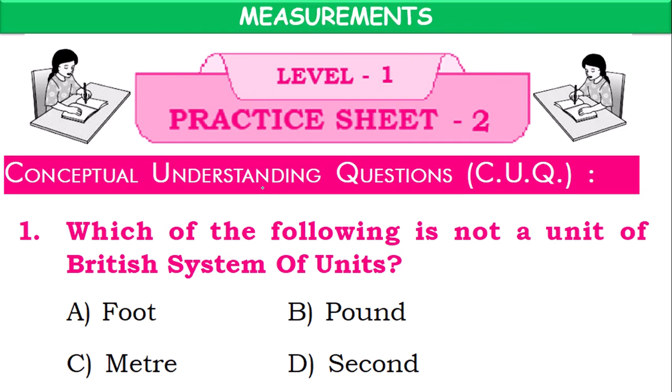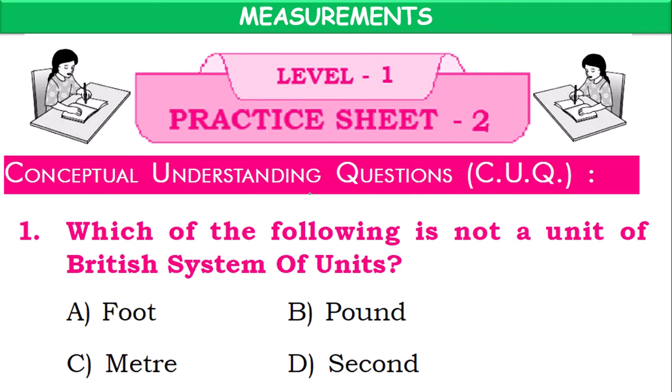Next, children, let's solve some problems. So level 1, conceptual understanding questions. All are single correct. Each question will have 4 options. Only one option will be correct. For a correct answer you will get 3 marks.